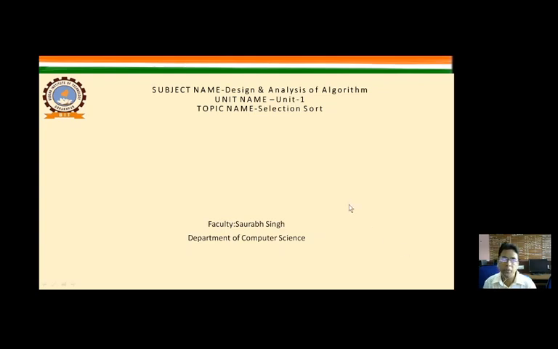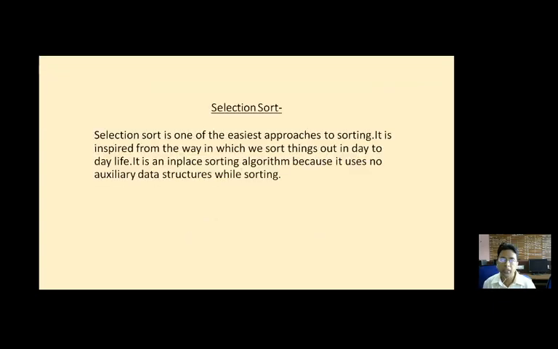Hello student, today we are going to study the selection sort algorithm. Selection sort is one of the easiest approaches to sorting. It is inspired by the way in which we sort things out in day-to-day life. It is an in-place sorting algorithm because it uses no auxiliary data structures.